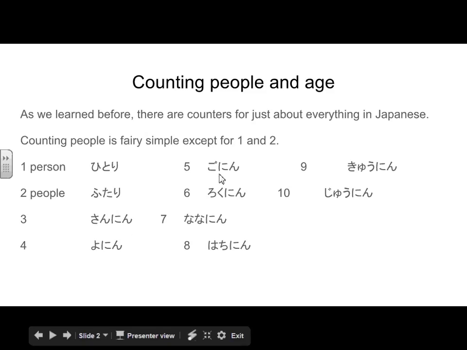Sannin, yonin, gonin, rokunin, nananin. You could also say shinin for that. Hachinin, kyunin, junin.